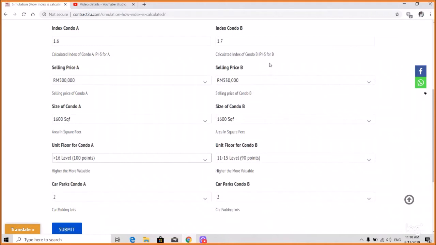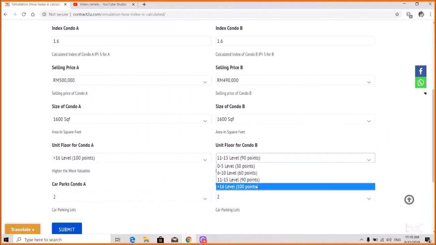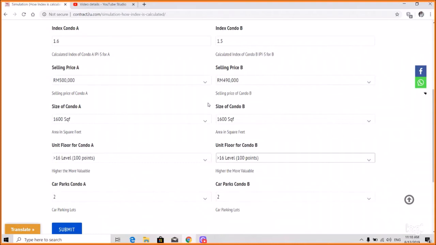And let's say now condo B is unable to sell over time, and it reduced the price to 490,000. So when it reduced to 490,000, then of course the price difference is less now, with only 10,000 difference in price. So the condo A and condo B indexes are the same. And then if it is increased to more than 16 levels, then it will probably be even cheaper, because the price is less than 490, which is 10,000 less than 500,000.